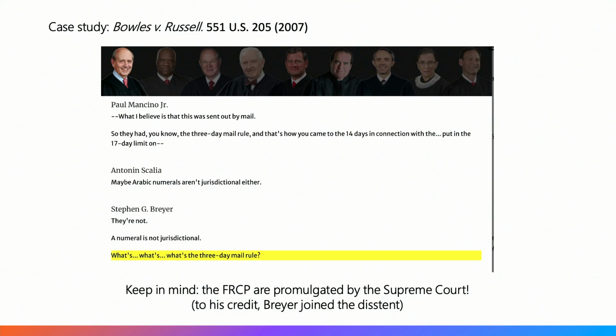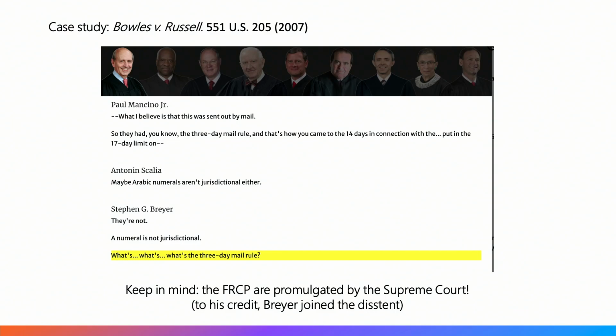Another interesting point about this, if you're a nerd and you like looking at oral arguments for Supreme Court cases: part of the rule here, there's this weird 3-day mail provision that says if the thing you're dealing with is sent out by mail and it contains a deadline, you have an additional 3 days. It's colloquially known as the 3-day mail rule. Paul Mancino Jr. was the attorney for the appellant in this case. So he's talking about how the 3-day mail rule is implicated in this case. So this is at issue here.